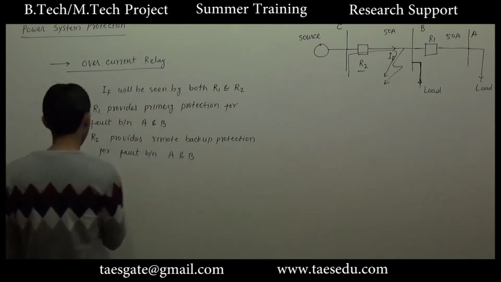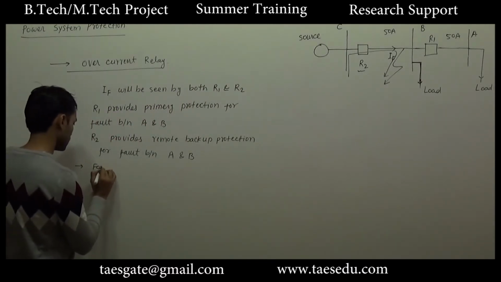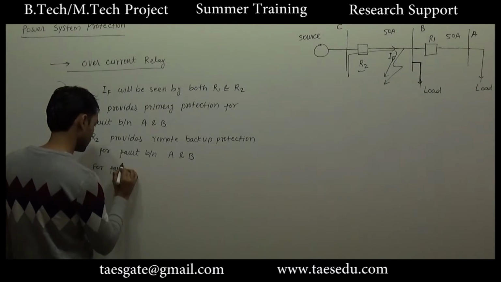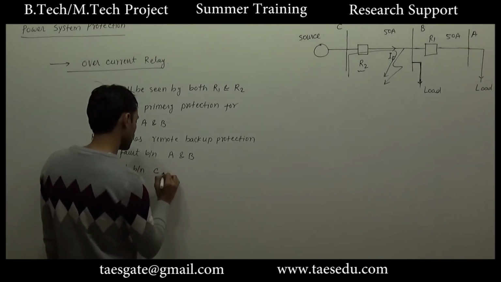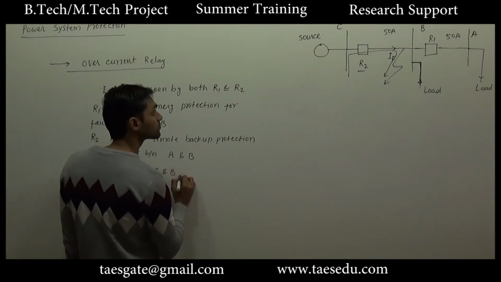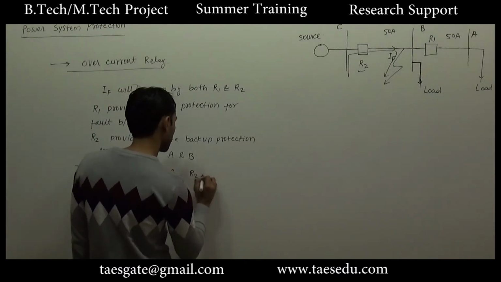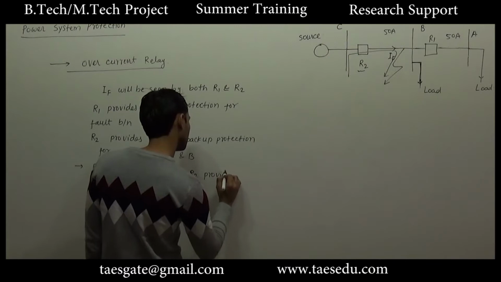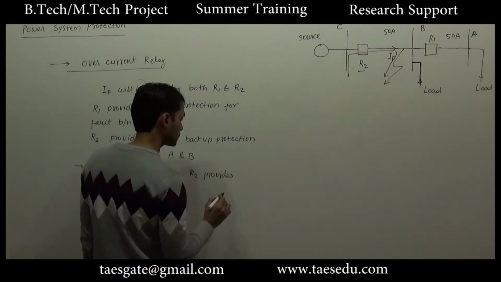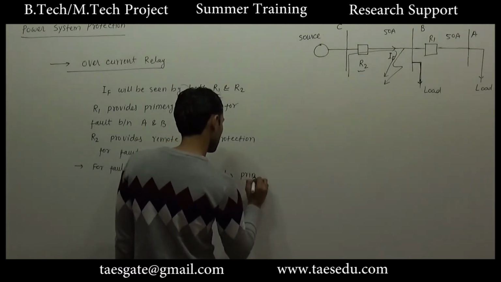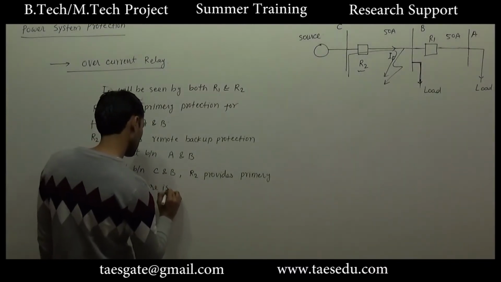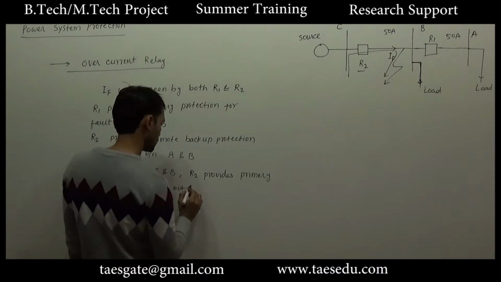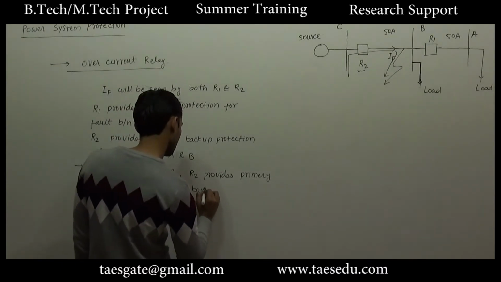Okay, we'll say that for fault between C and B, R2 provides primary protection. There is no backup protection for this fault.